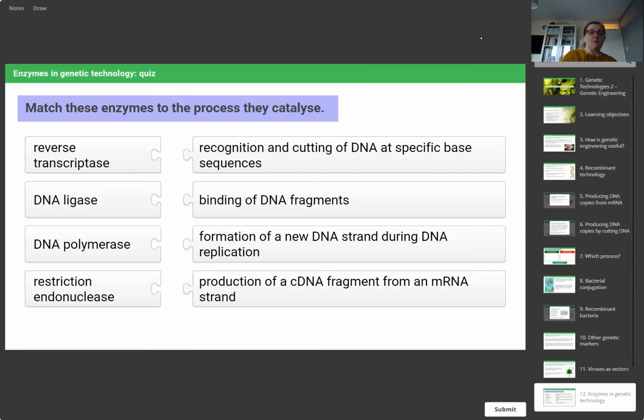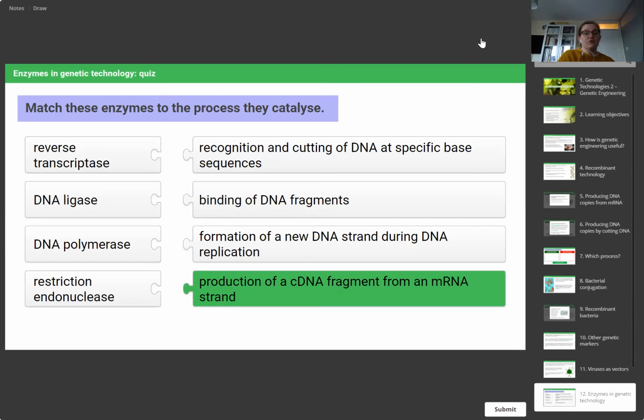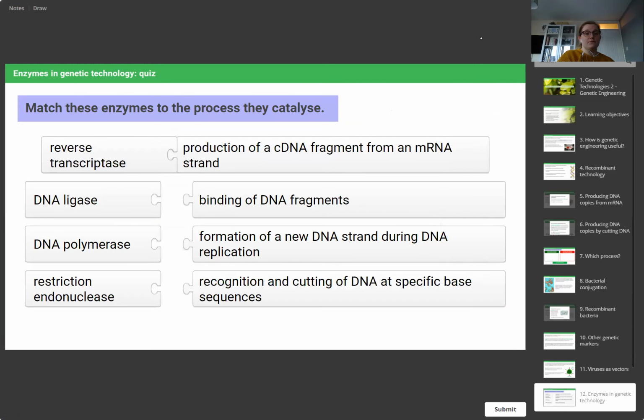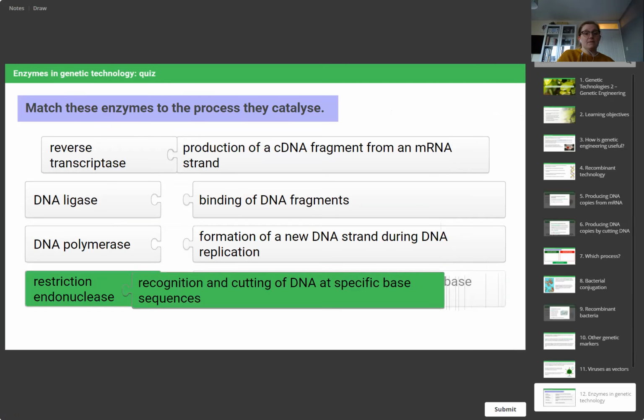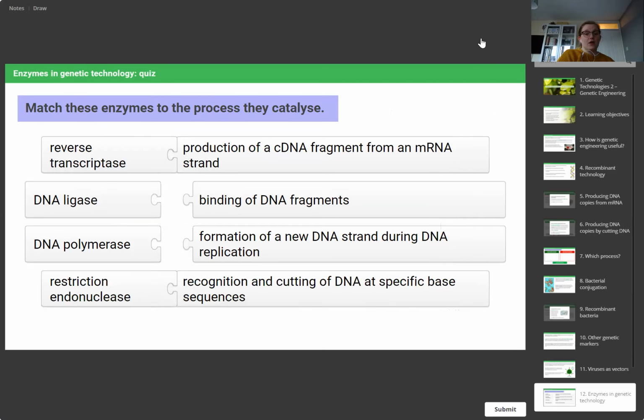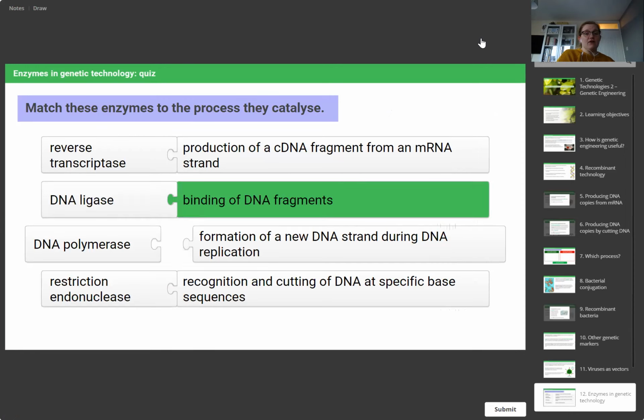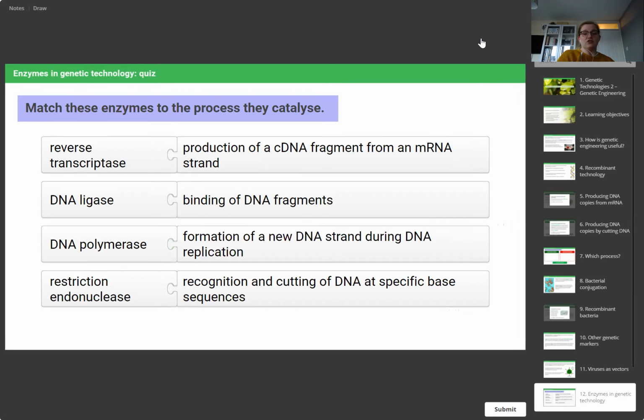So, enzymes for processes. Reverse transcriptase is the production of cDNA fragment from an mRNA strand. Restriction endonuclease is recognition and cutting of DNA at specific base sequences. DNA ligase is binding of new DNA fragments, and DNA polymerase is formation of new DNA strands during DNA replication.